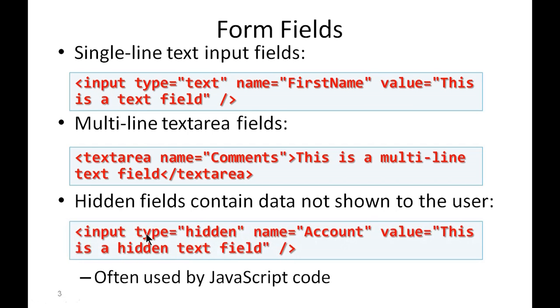So this is an example. Input type is equal to hidden. You have to write like this: input tag opening, type is equal to hidden, name account value, this is the hidden text field. So it will create a text field in which, when the user enters any characters or alphabets, those alphabets will be masked. This is often used by JavaScript code.